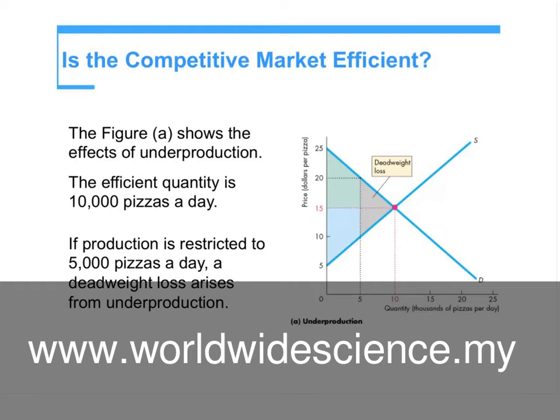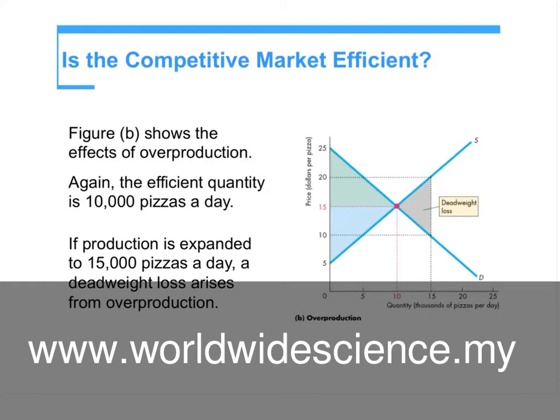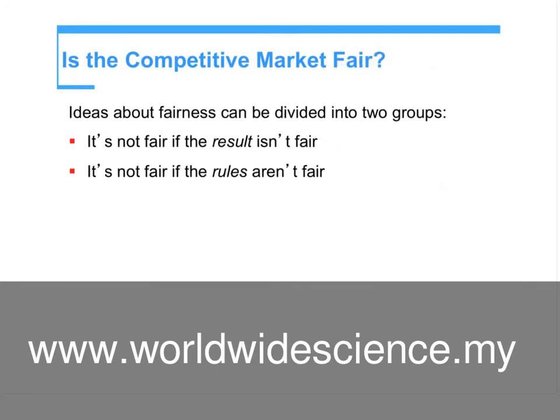Now we want to see if the market is fair. The ideas about fairness of the market will be divided into two. It's not fair if the results aren't fair, or it's not fair if the rules aren't fair. So we have two ways of looking at things, right? First, we want to see if the competitive market is fair. For us to judge whether it's fair or not, we would either say it's not fair because the results are not fair, or it's not fair if the rules aren't fair.